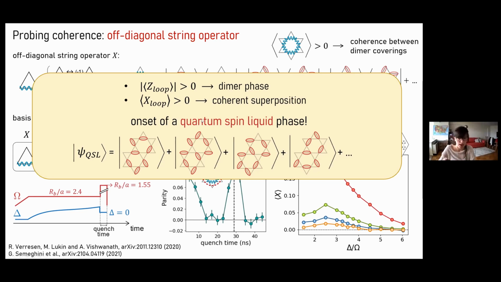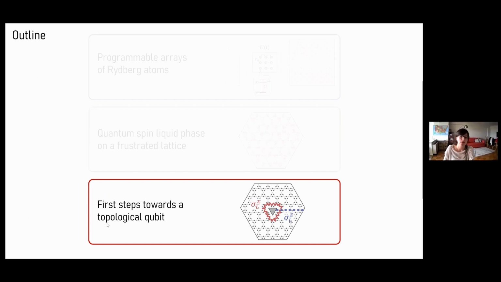liquid phase. And here I just want to point out that the key element is this ability to measure these string operators, that is something that has never been possible before in other experimental systems. So now quickly, I just wanted to show you how we can use this spin liquid to start thinking about how to create a topological qubit.